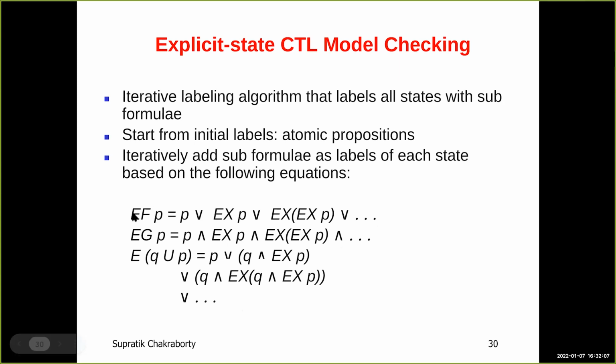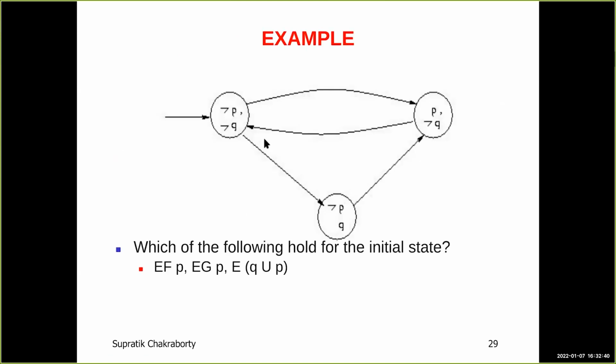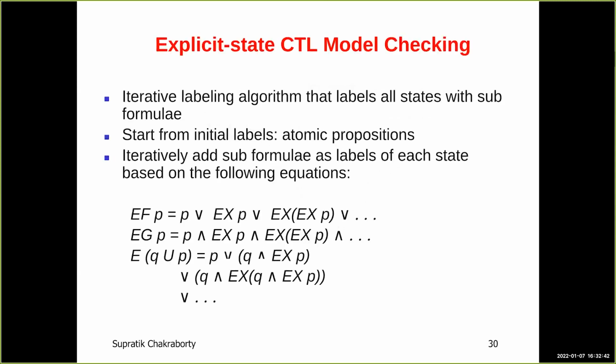This is when I would say a state satisfies EFP if it satisfies any one of these formulas. I would say a state satisfies EGP if it satisfies all of these formulas. Right? So we will actually come up with an iterative labeling algorithm, which will try to label the states with what formulas are true in that state. And this algorithm starts with labeling the states with their initial labels, which are the atomic propositions, which is like what we had over here. Right? We know what variables are true or false in what state. And then we will iteratively add some formulas based on these equations.